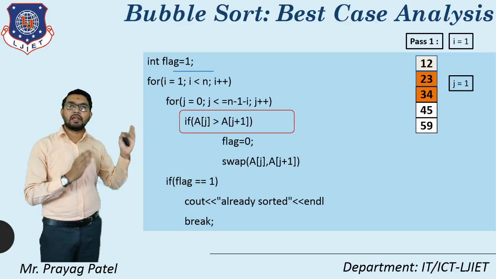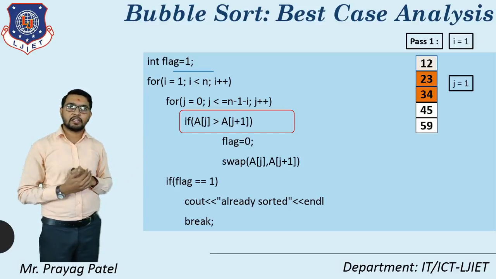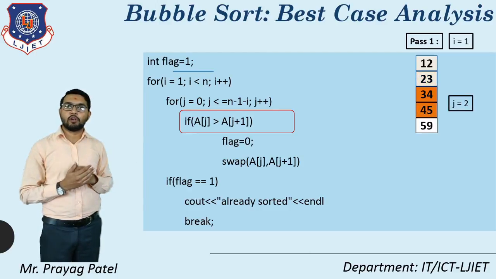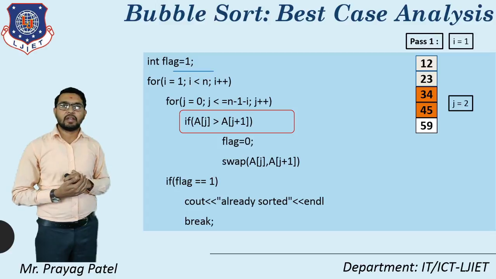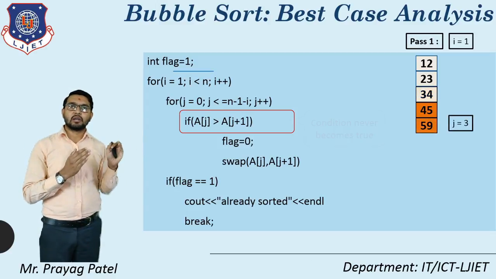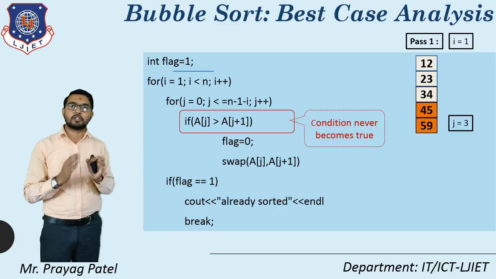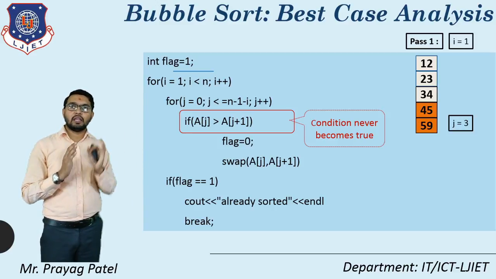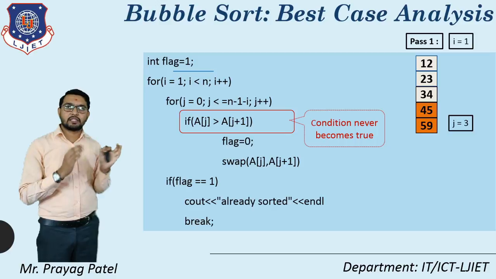For j equal to 1, compare 23 with 34. These two elements are already sorted, so the condition a of j greater than a of j plus 1 is not satisfied. Now the next value, j equal to 2: compare 34 with 45, and the condition is not satisfied. Next, j equal to 3: compare 45 with 59, and the condition is again not satisfied. So in all cases the condition a of j greater than a of j plus 1 is never satisfied.